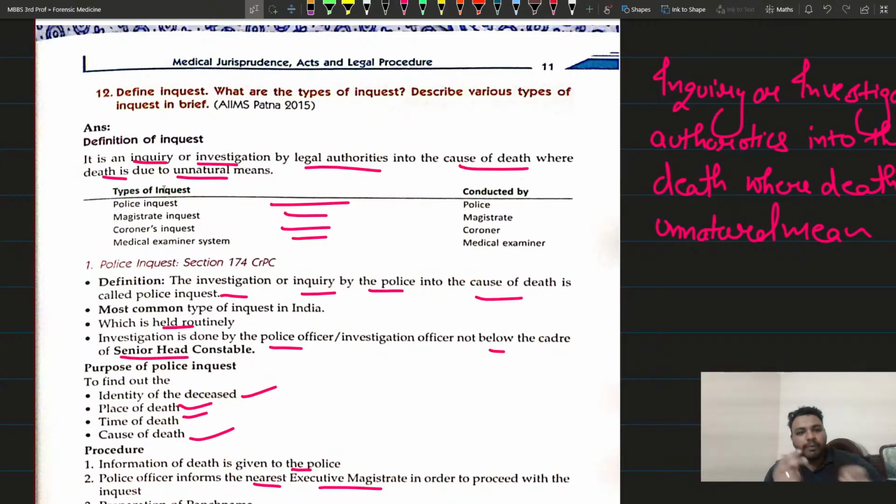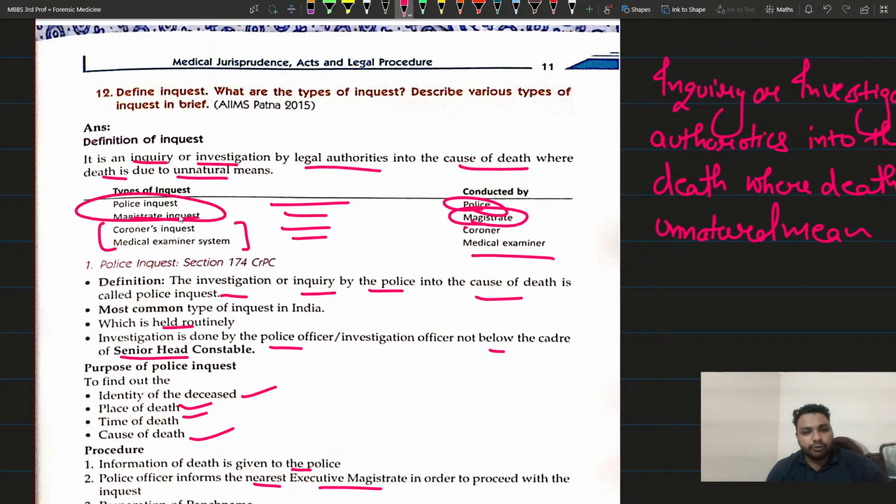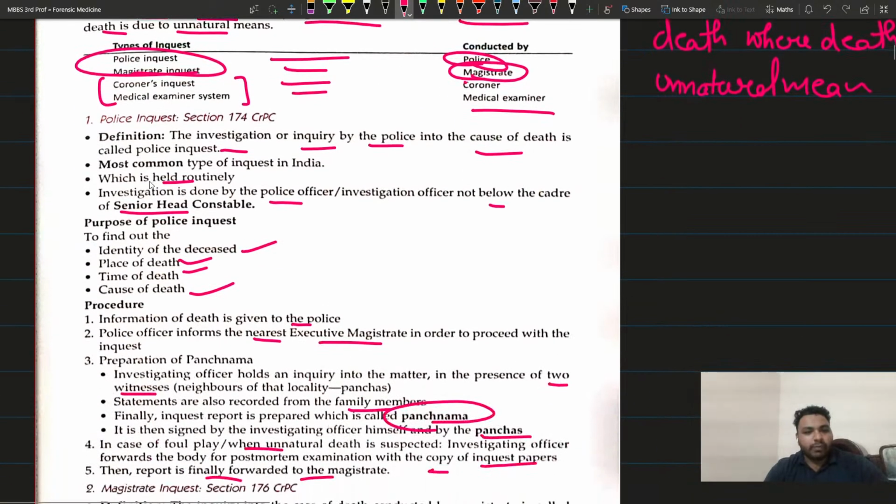Otherwise there are police inquest, magistrate inquest, coroner's inquest, and medical examiner system. What basically happens is, in police inquest, the inquest is conducted by police, in magistrate inquest by a magistrate, in coroner's inquest by a coroner, and then the medical examiner system. No need to emphasize too much on it. Just give main emphasis to police and magistrate.